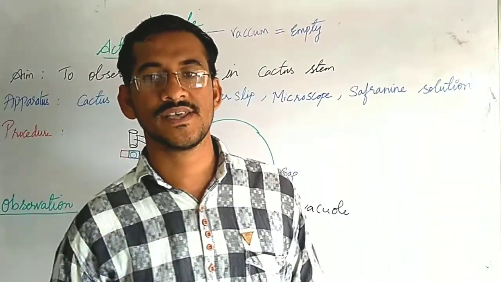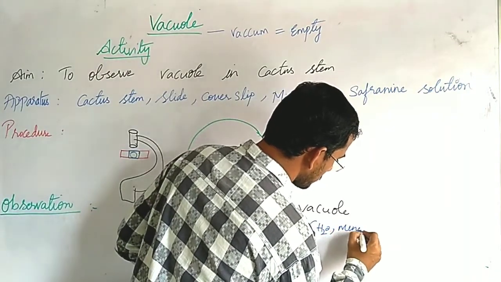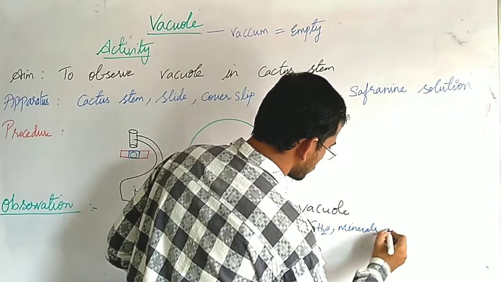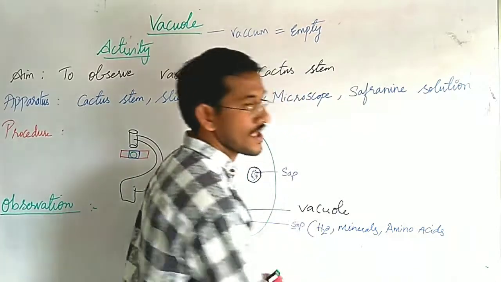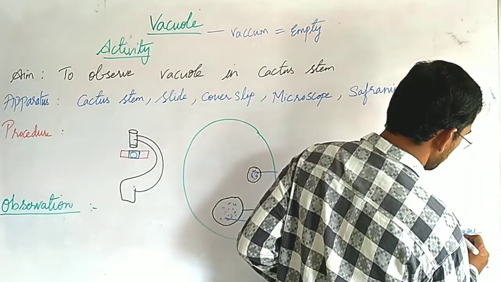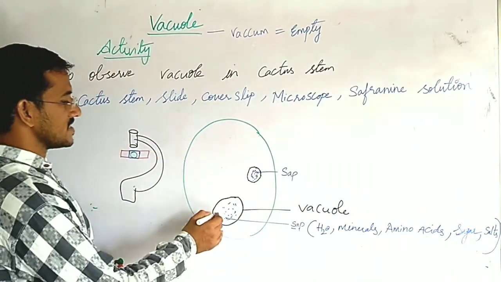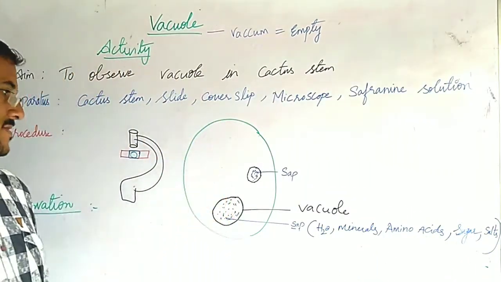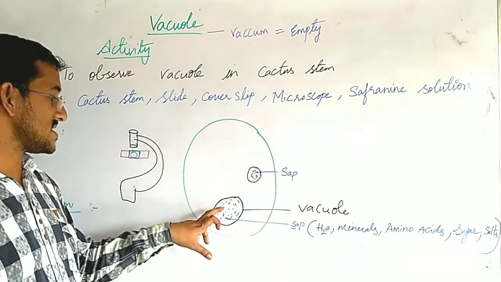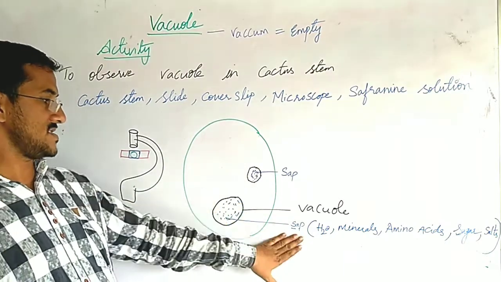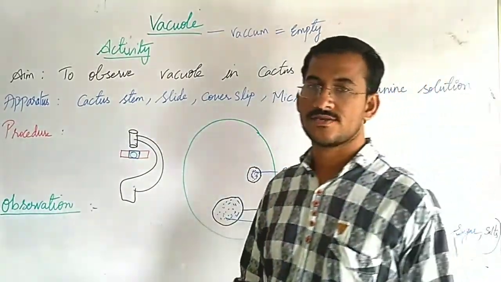What does this sap contain? This sap contains water, minerals, amino acids, sugars, and salts. So these things are present in this liquid content or in this sap. Understood? So once again, sap is the liquid content which is present in vacuole. Inside the vacuole is called sap. So what does this sap contain? Water, minerals, amino acids, sugars, and salts.